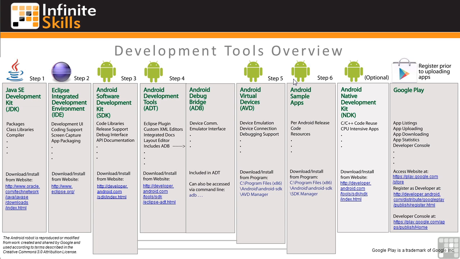Sample apps are Android release dependent, so you'll use sample apps built on the minimum Android release your app will run on. The Android Native Development Kit, or NDK, can be downloaded from the Android developer's website. We won't be using it for this course, but I'll give you a description of what it does in a later lesson. Google Play includes the developer console and is accessed via your web browser.